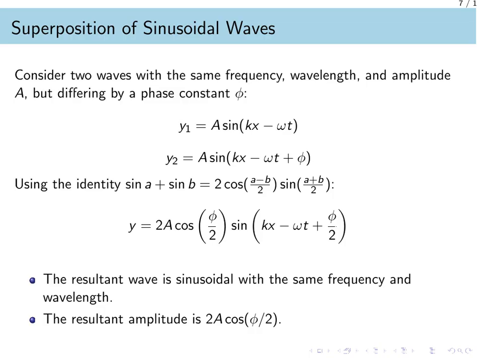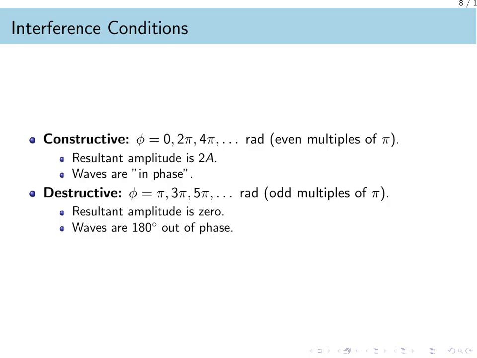When we consider the superposition of two sinusoidal waves with the same frequency, wavelength, and amplitude, but differing by a phase constant, we use trigonometric identities to find the result. If the first wave is represented by the amplitude A times the sine of kx minus omega t, and the second wave includes a phase shift phi, the combined wave remains sinusoidal with the same frequency and wavelength. The new resultant amplitude is calculated as 2 times the original amplitude A, multiplied by the cosine of half the phase constant.